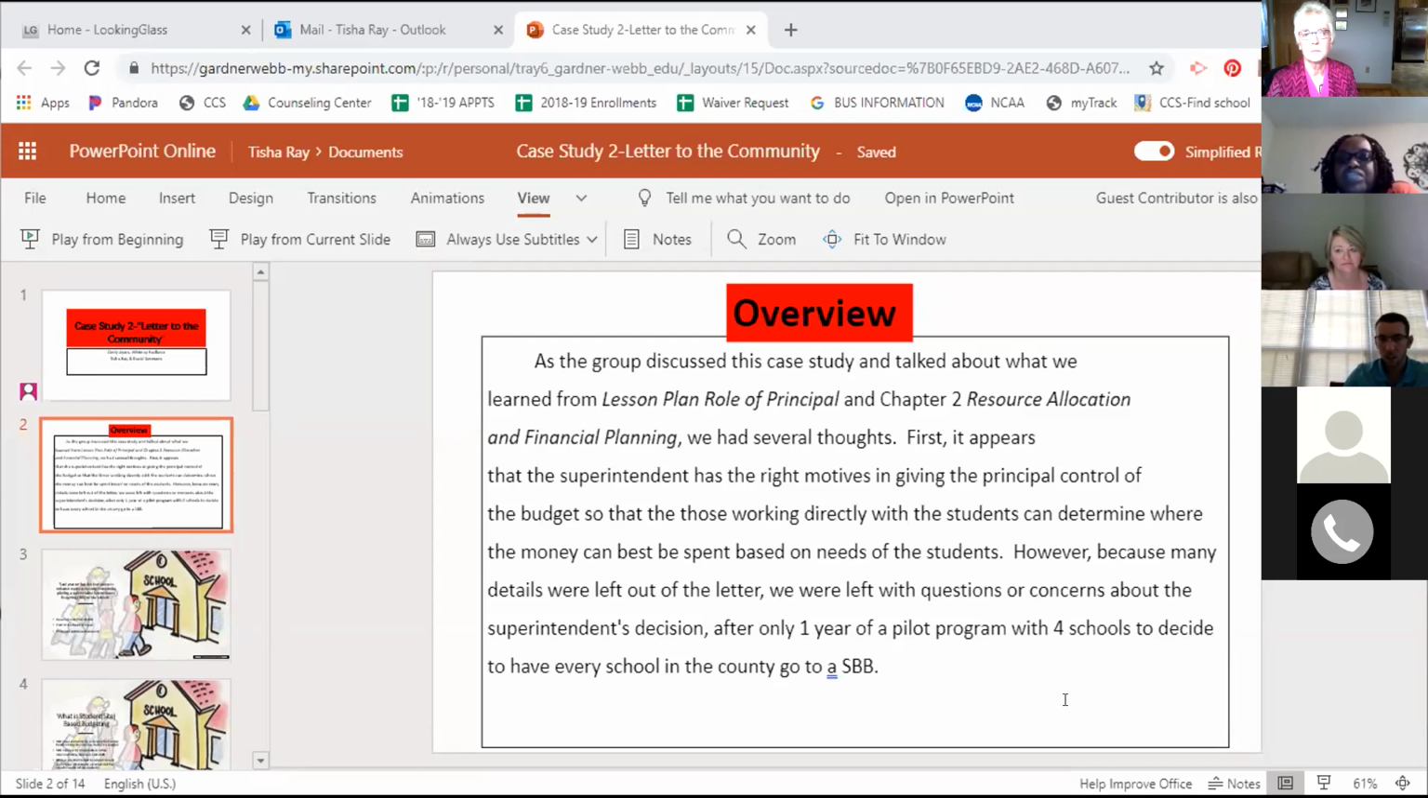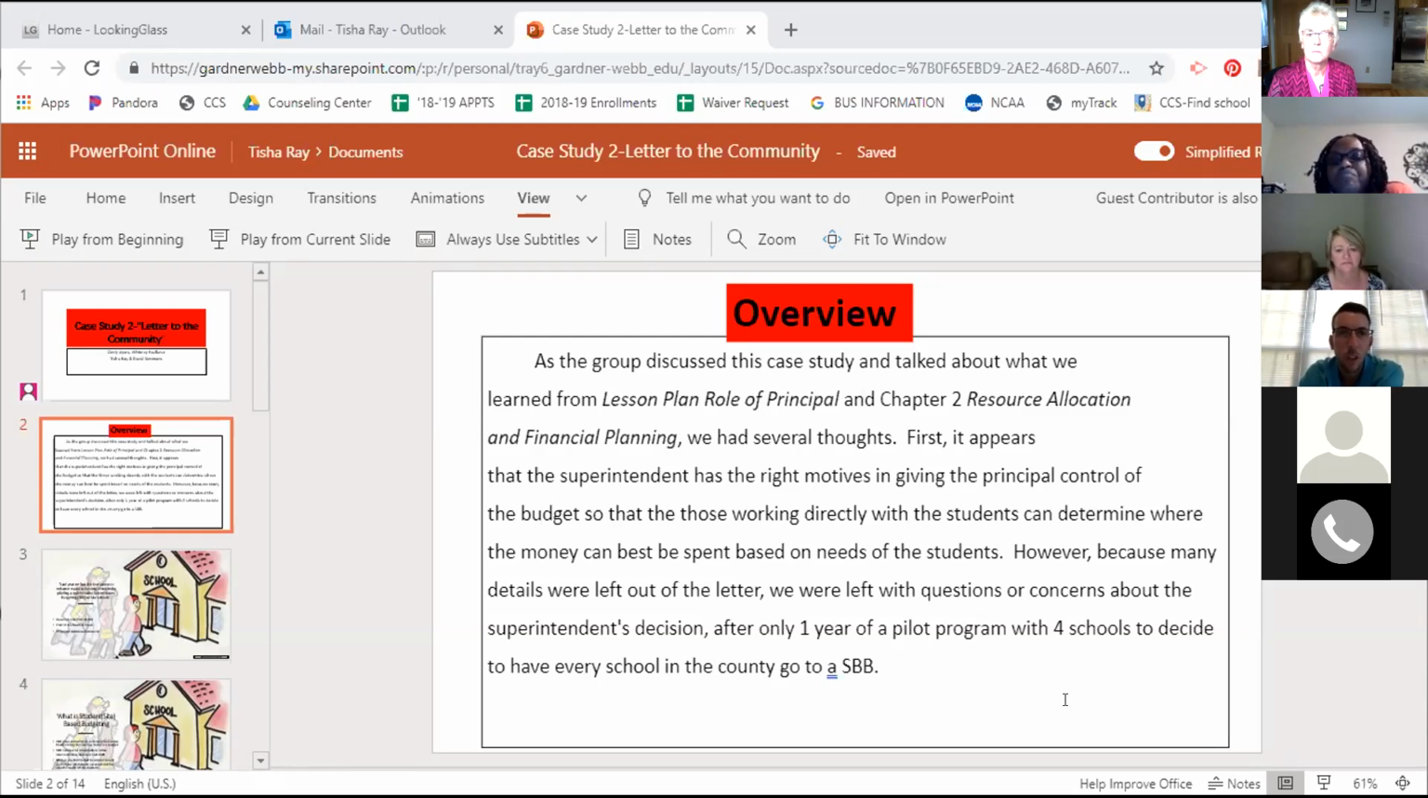So as a group, we discussed the case study and talked about what we learned from the lesson plan of the role of the principal and chapter 2, resource allocation of financial planning. There were several thoughts. First, that the superintendent had the right motives in giving the principal control of the budget so that those working directly with the students can determine where the money can be best spent based on the needs of the students. However, because many details were left out of the letter, we were left with some questions and concerns about the superintendent's decision.